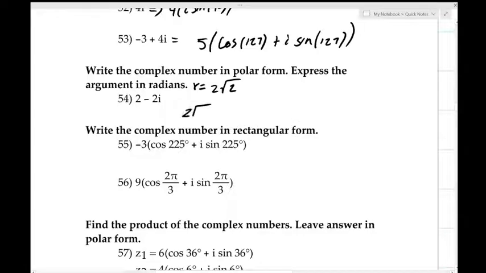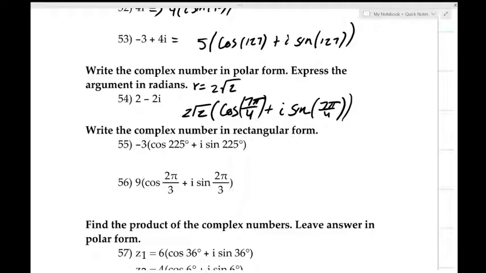So 2 square root of 2 times cosine 7 pi over 4 plus I sine 7 pi over 4 will be the equivalent expression in polar form with the argument in radians.